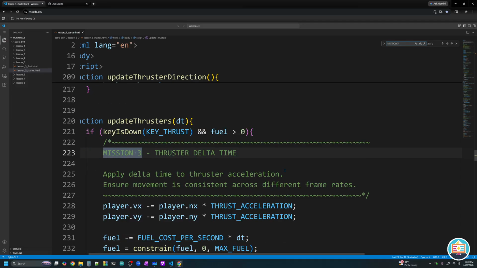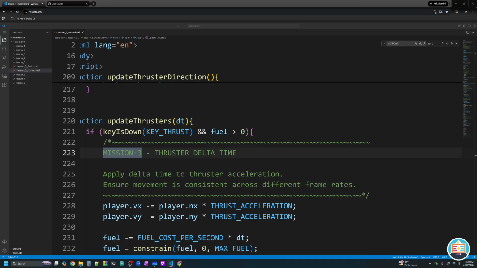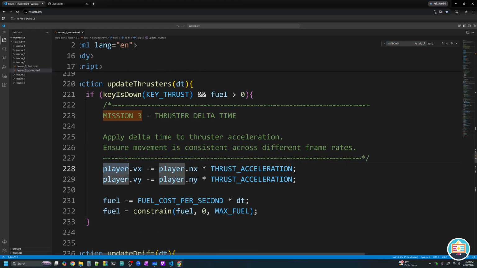Where's mission 3 place us? It places us into update thrusters. I now know that this mission needs to have reference to that delta time variable, and we are giving it. We just passed it in. So now we have access to DT. How do we use it? Well, if we think about it, velocity, right? We're updating our velocity.